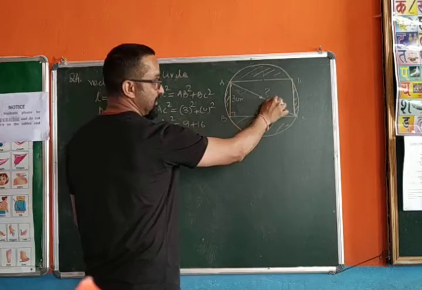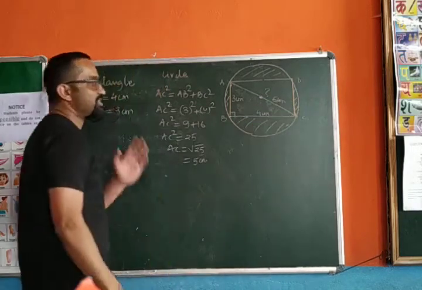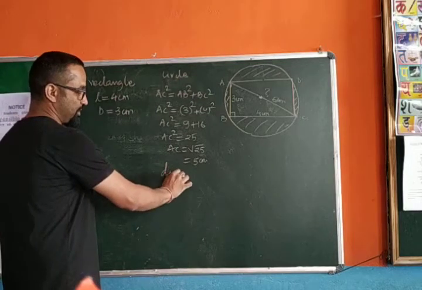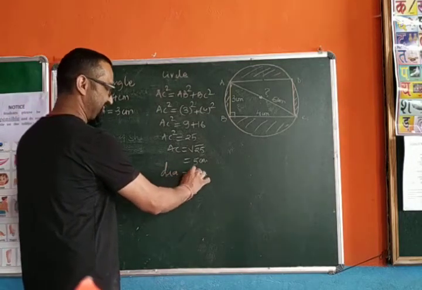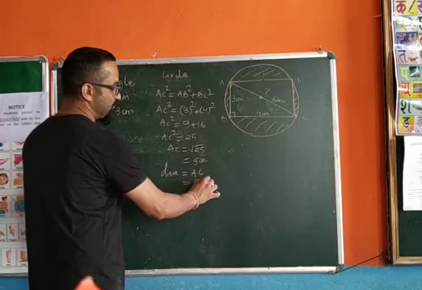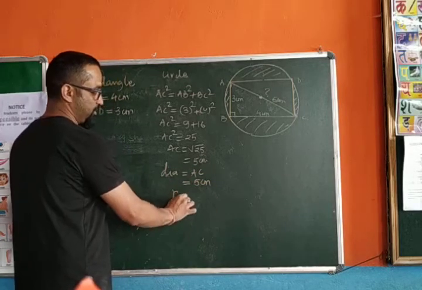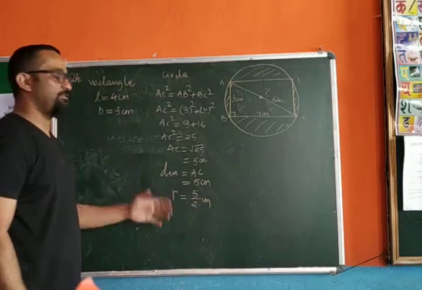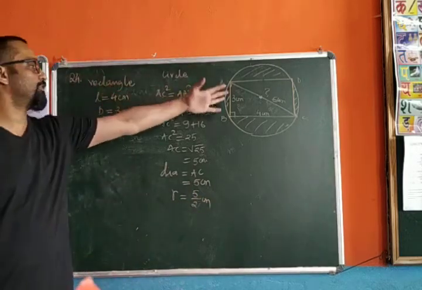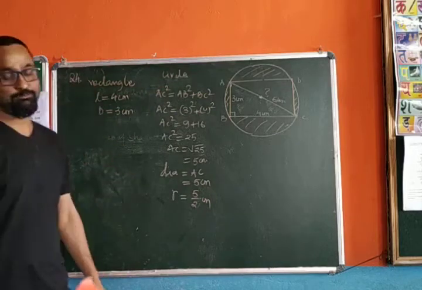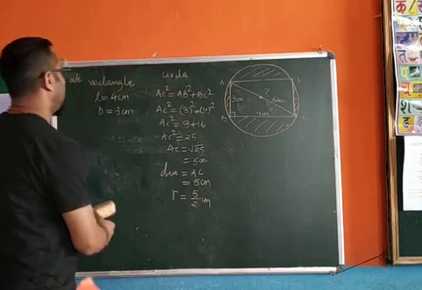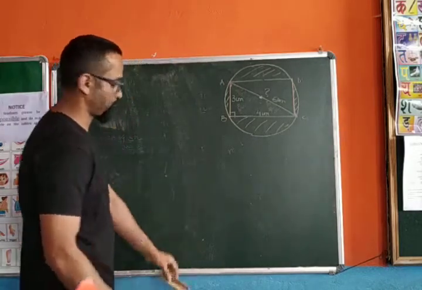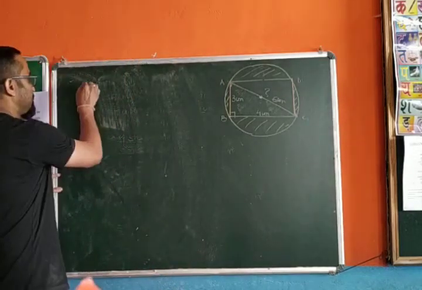You know this AC as 5. And this AC is nothing but diameter of circle. So diameter is equal to AC, which is equal to 5 centimeter. Find radius. 5 divided by 2 centimeter. You know the value of radius for circle and dimensions for rectangle. Now calculation part. Area of shaded region.